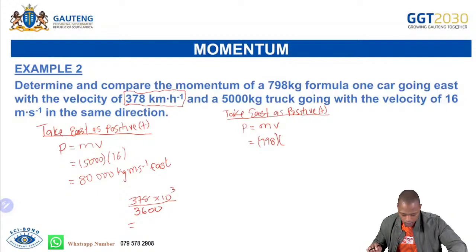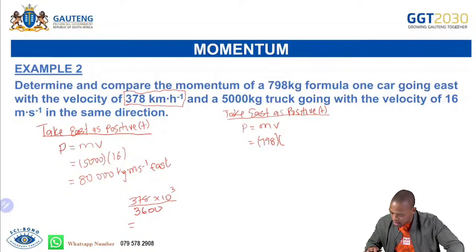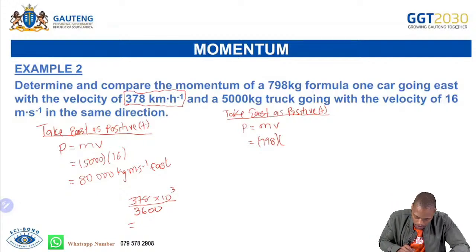So then that's what we do. We say 378 times 10 to the power of 3 all over 3,600. This is another skill, and not 378, not 377, 378, right? We get that our velocity is 105 meters per second east, right?